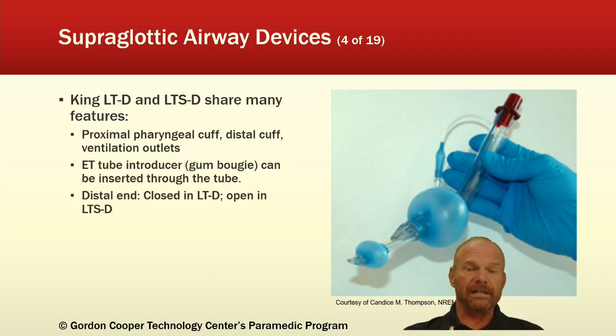The big difference is the LTD, the distal end is closed, so it limits its function to airway management. The LTSD, the distal end is open, which permits the insertion of a suction catheter and makes the LTSD more versatile for managing patients with significant gastric distension.